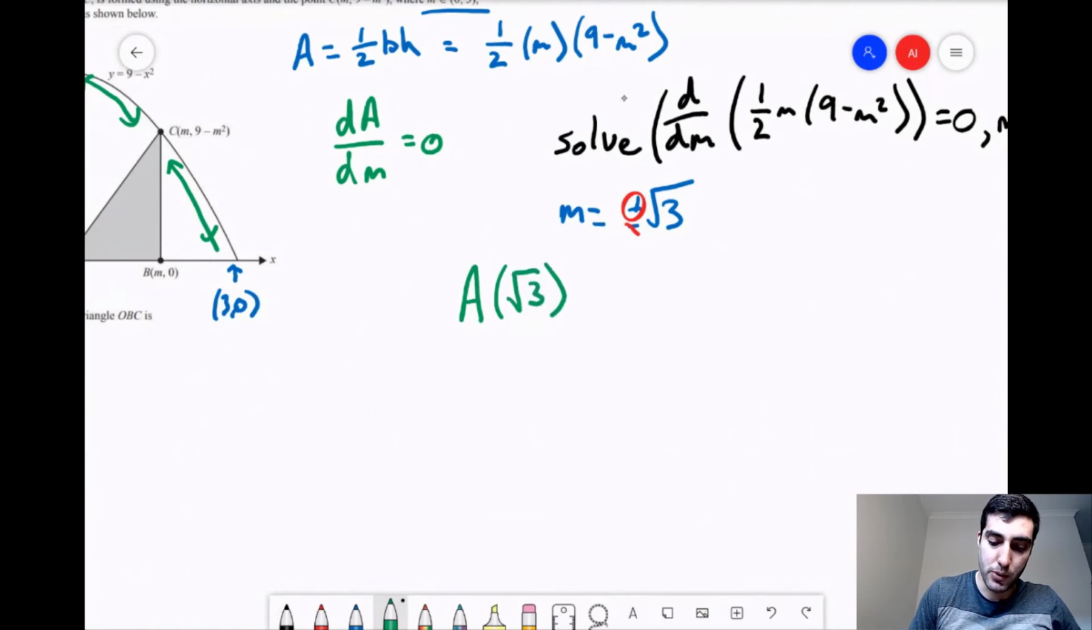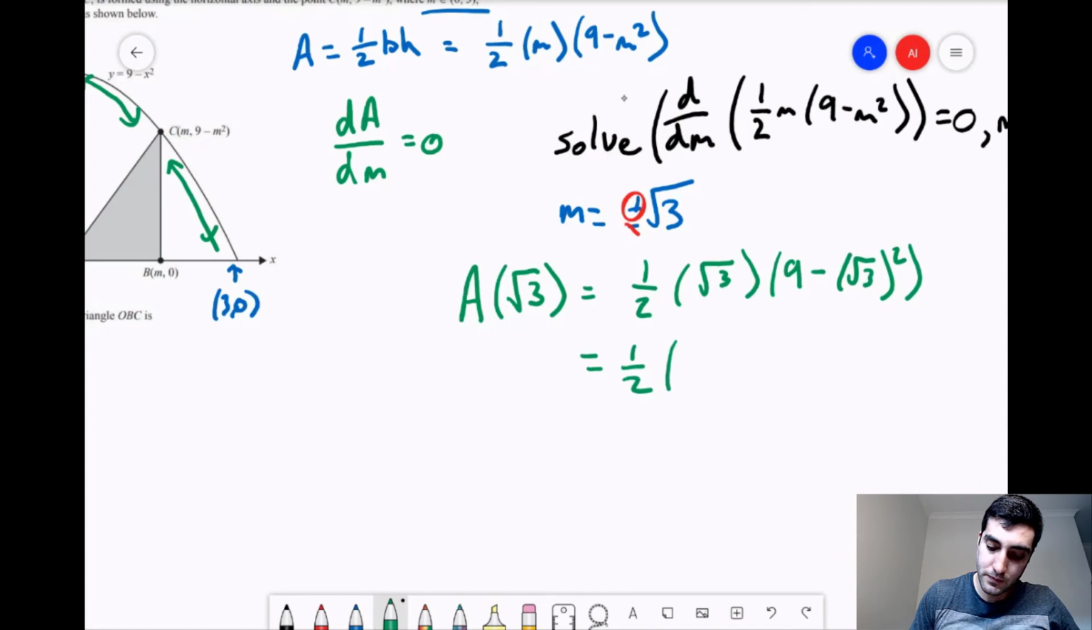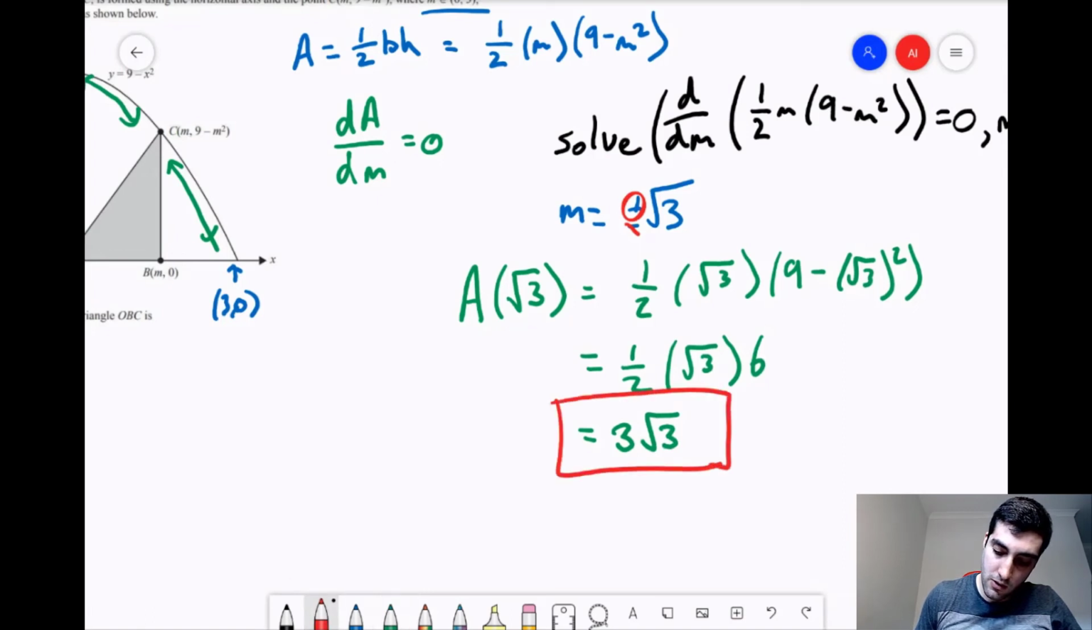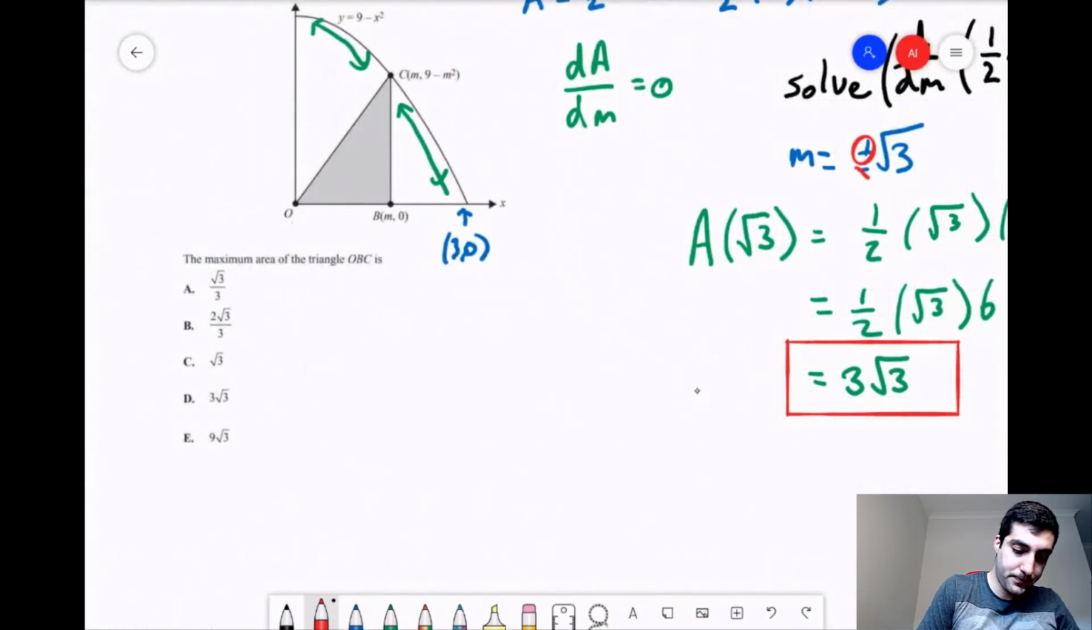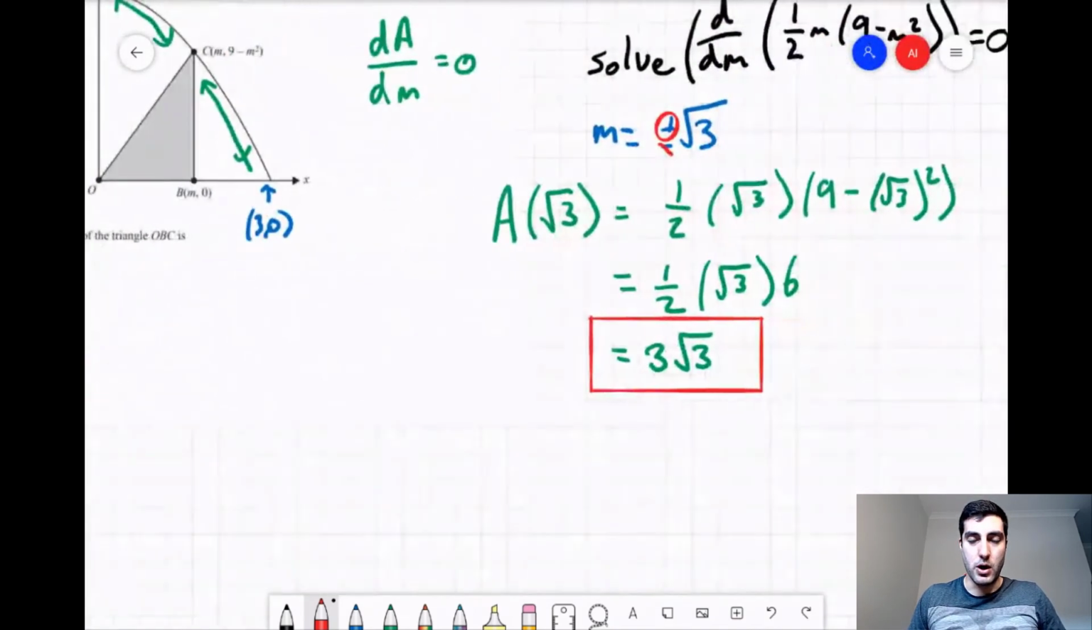So this is the area at m equal to root 3, would be half root 3 times 9 minus root 3 all squared. And we might as well just finish off this bit by hand. Half root 3, root 3 squared would be 3, 9 minus 3 is 6. So therefore we're going to have 6 divided by 2 is 3, so the area would be 3 root 3. Cool, so hopefully that's one of the options, and it looks like it is option D. So not too bad if you know the right approach for that one.